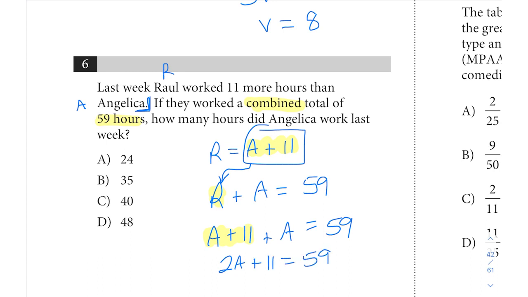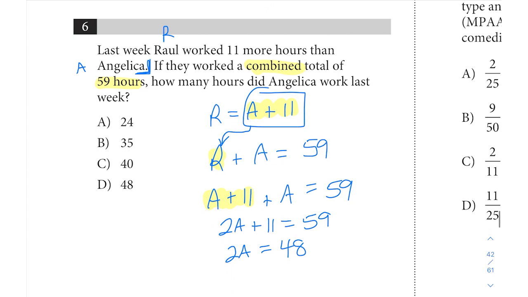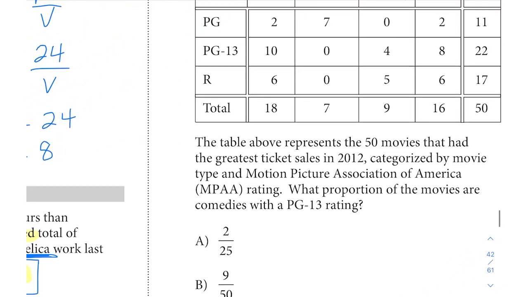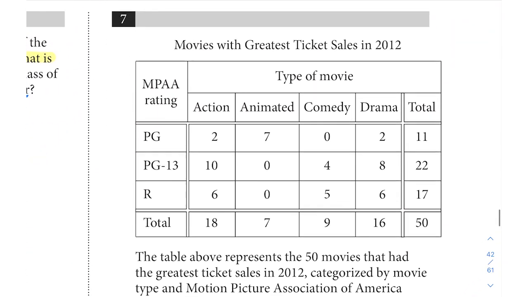To simplify, we get 2A plus 11 equals 59 when we combine like terms. Subtract 11 from both sides, 2A would be equal to 48. And if we divide by 2, we will get A equals 24. Now let's double check, make sure we know what the question's asking. Are they asking for A or R? Because we did have the two variables, and they do want to know how many hours Angelica worked last week. So it is A that we're solving for. This is, in fact, going to be our correct answer.